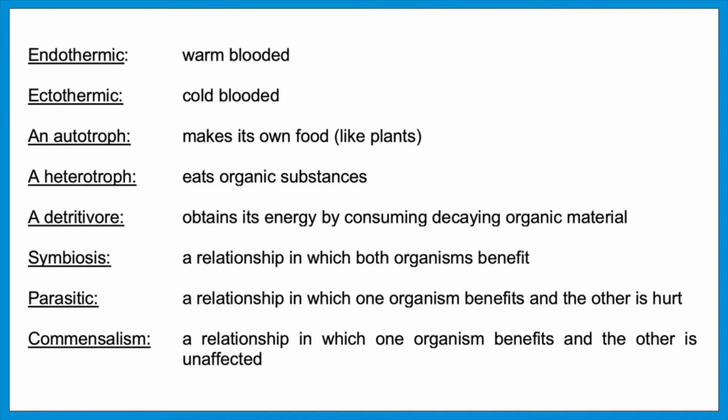An autotroph makes its own food, like plants. A heterotroph eats organic substances, and a detritivore obtains its energy by consuming decaying organic material. You might know the word detritus, meaning garbage. It's the same root. And the test can also ask about different types of relationships between animals, like symbiotic, parasitic, and commensalism.